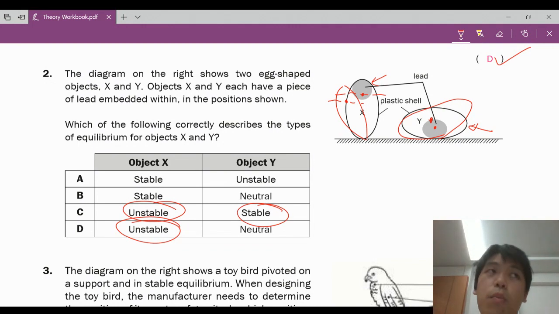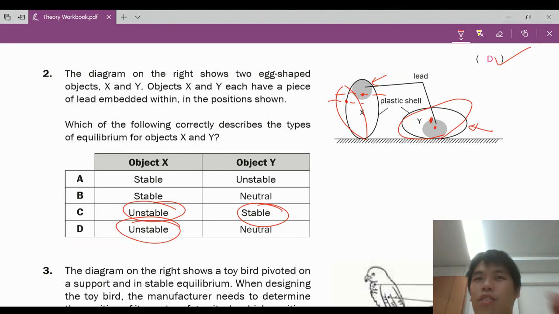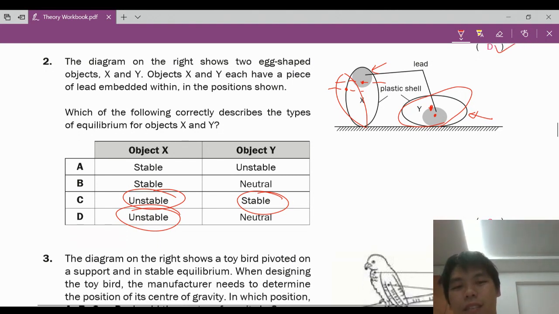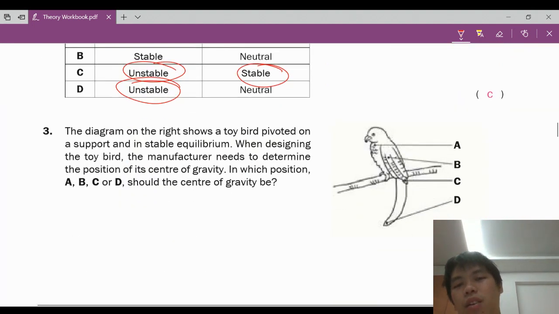Some of you may ask why is it not neutral? Because there is still one part where you can rock it up and down. If you can rock it up and down like that, it is not neutral anymore because your center of gravity can be adjusted. If it's the same throughout, then it's neutral. The center of gravity is the same throughout.